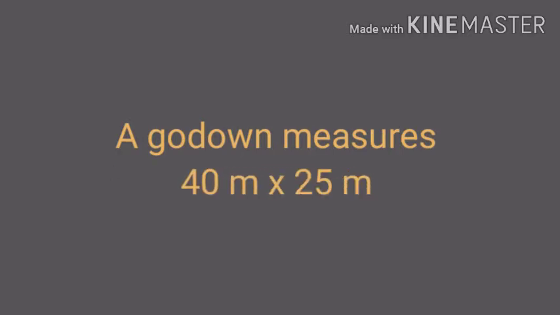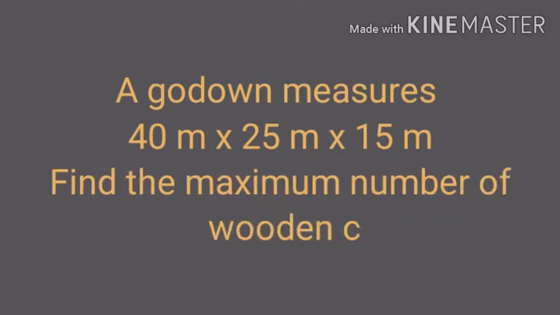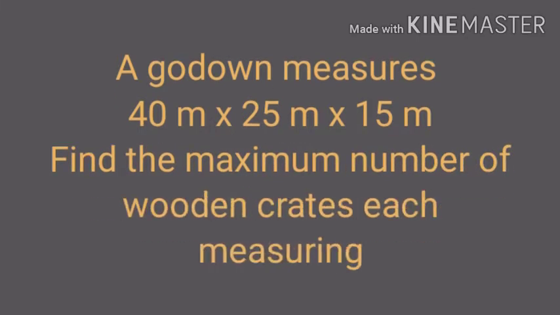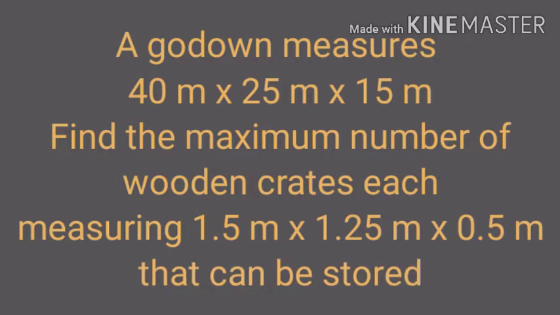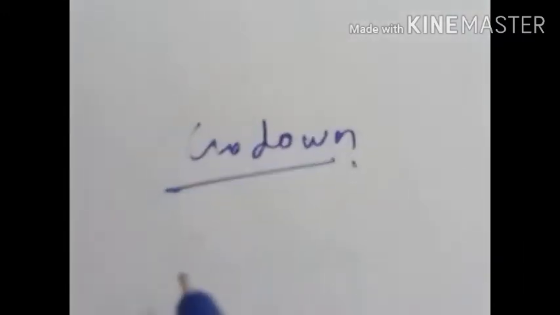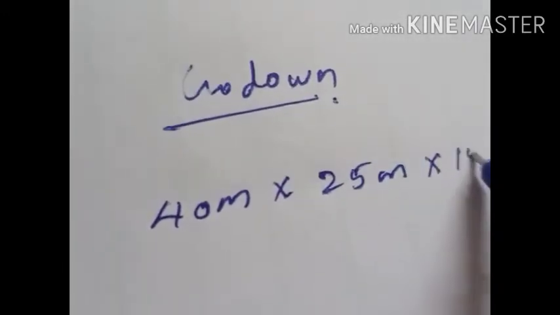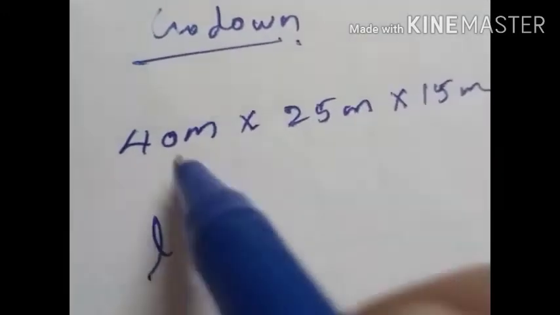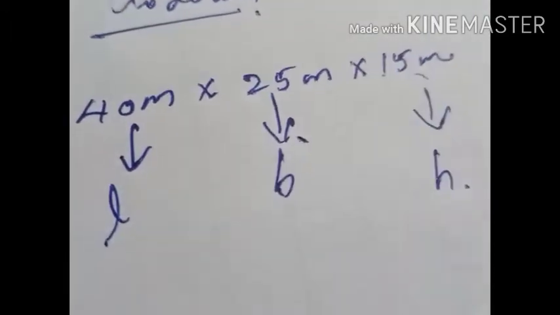A godown measures 40 meter by 25 meter by 15 meter. Find the maximum number of wooden crates, each measuring 1.5 meter by 1.25 meter by 0.5 meter, that can be stored in the godown. According to the question, the measures of the godown are given as 40 meter by 25 meter by 15 meter. That means length is 40 meter, breadth is 25 meter and height is 15 meter.